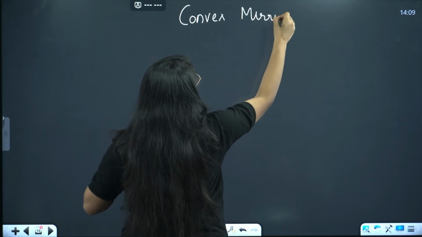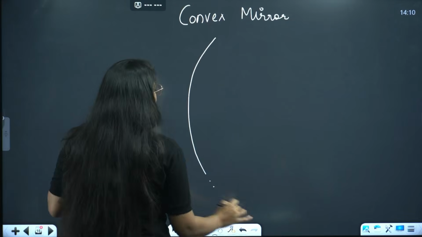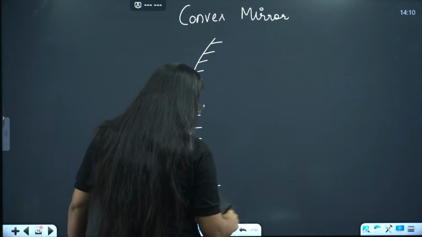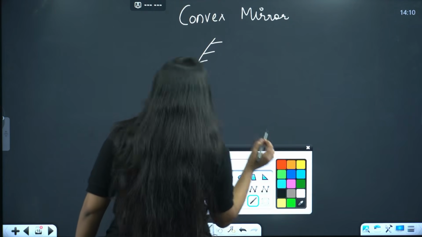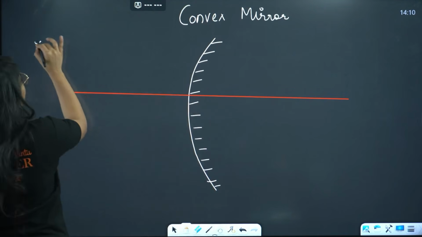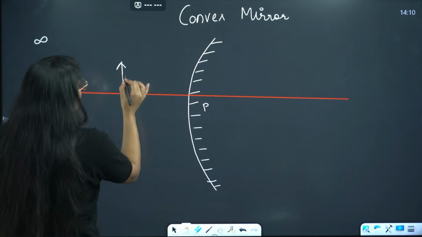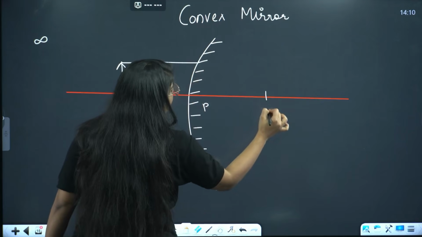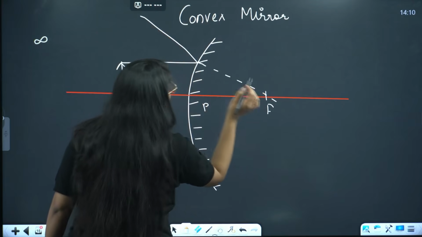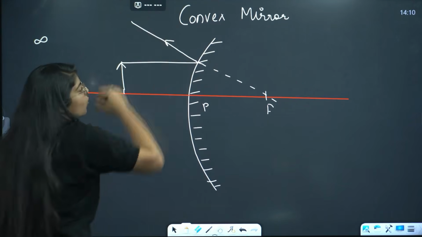We know that, right? Because the convex mirror is the only mirror that always forms a virtual and erect image. If I have to make a diagram of the convex mirror, what will I do? I'll make a convex mirror first, obviously. Then I'll make a principal axis. Anywhere between infinity and pole of the mirror, I'll make my object. Something like this, right? Now, a ray will go parallel and will diverge, but it will appear that it is passing from the focus.